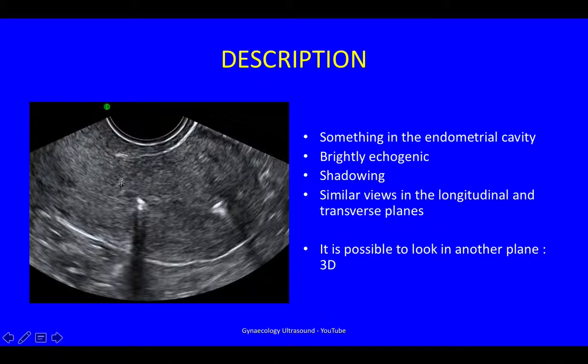You can see that there's something in the endometrial cavity. The endometrial cavity runs along in this direction, this being the endometrial fundus. It's brightly echogenic with shadowing behind and similar views in both the longitudinal and transverse planes. It is possible to look in another plane on 3D ultrasound.